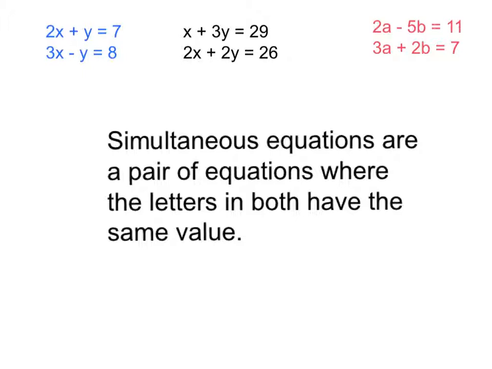Simultaneous equations are just where you've got two equations, so a pair, where x will be the same in both and y will be the same in both. So to be able to work this out, you've got to solve them together at the same time. That's why we call them simultaneous equations.